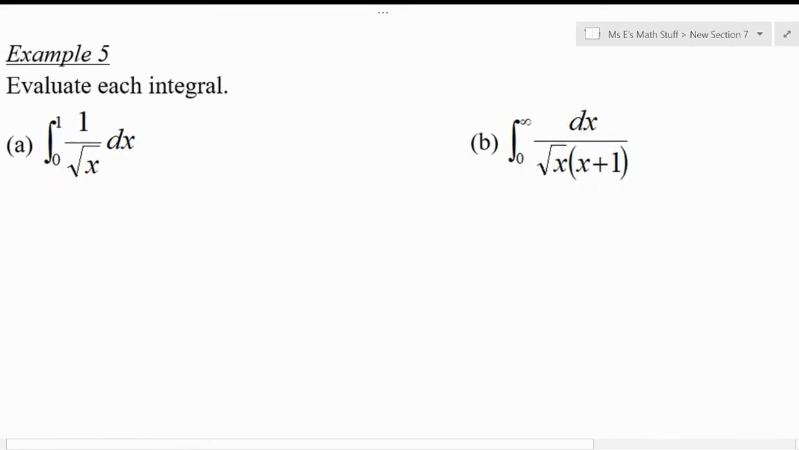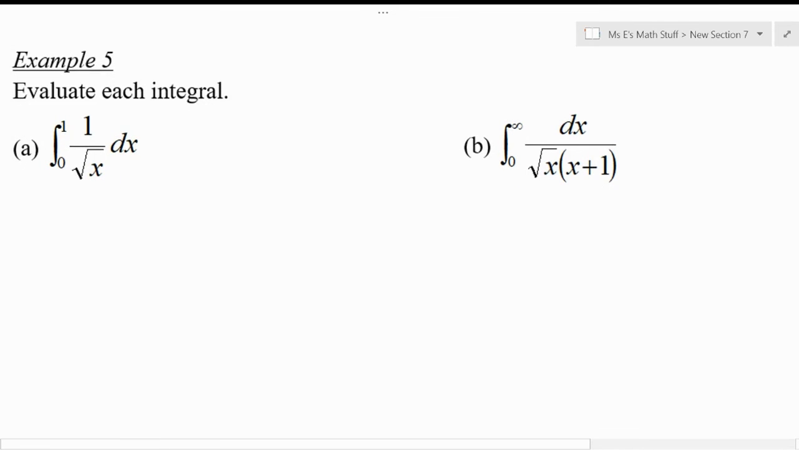All right, my friends, with that said, let's have you take a look at example 5, see if you can evaluate each integral, and do your best. Check in with me in the next video.